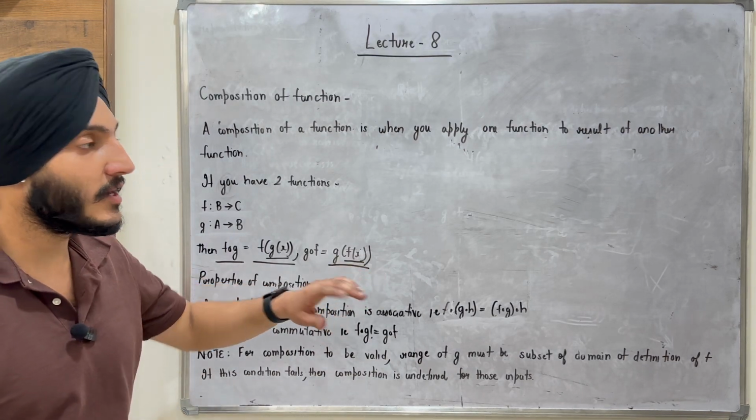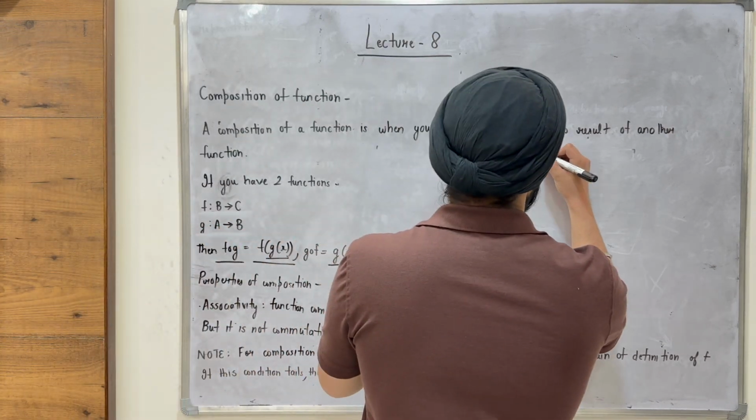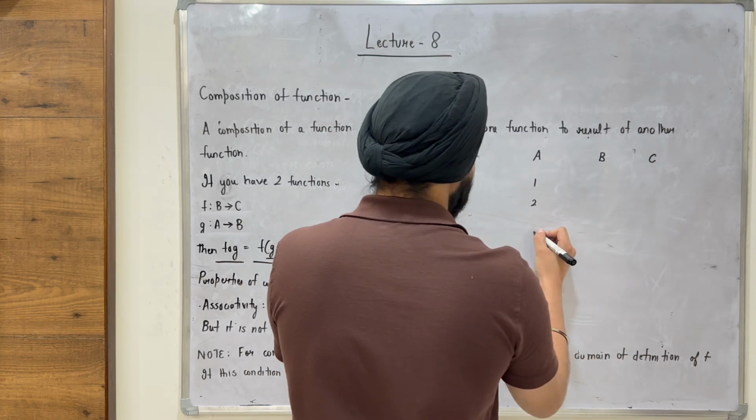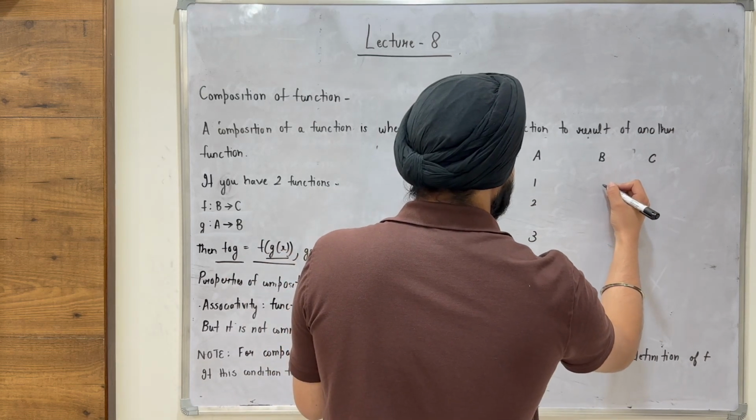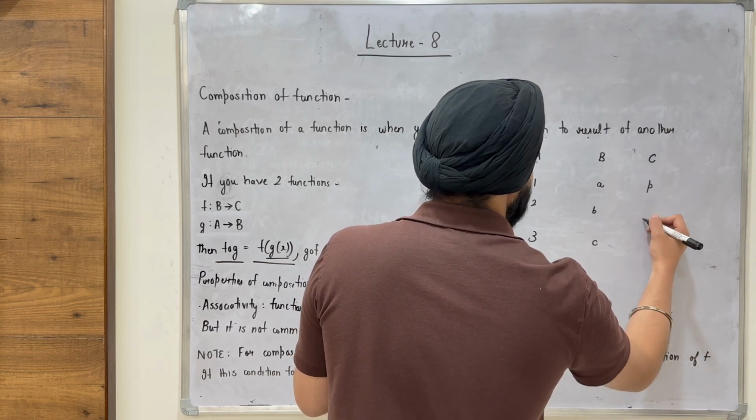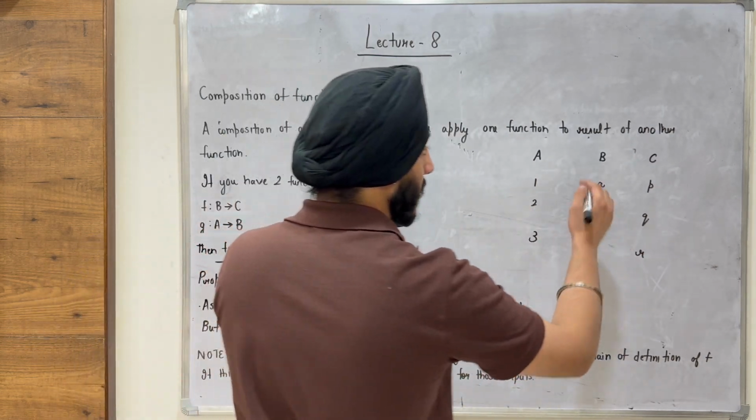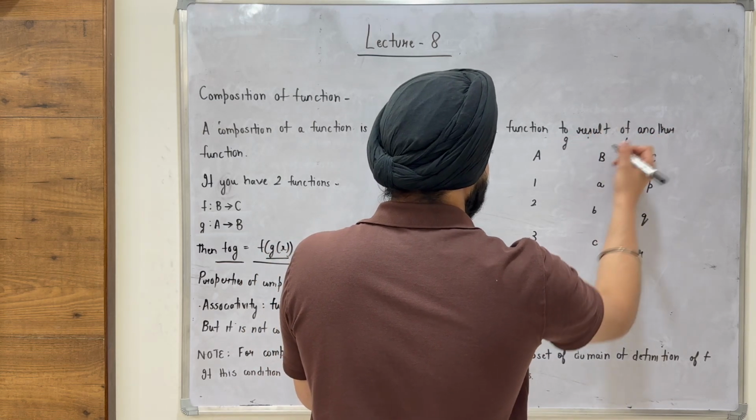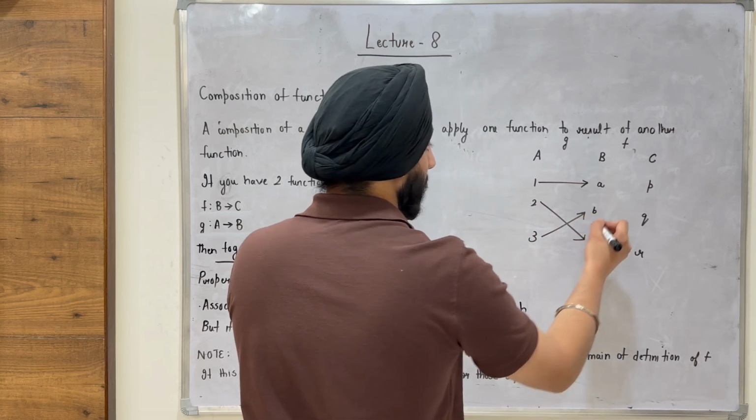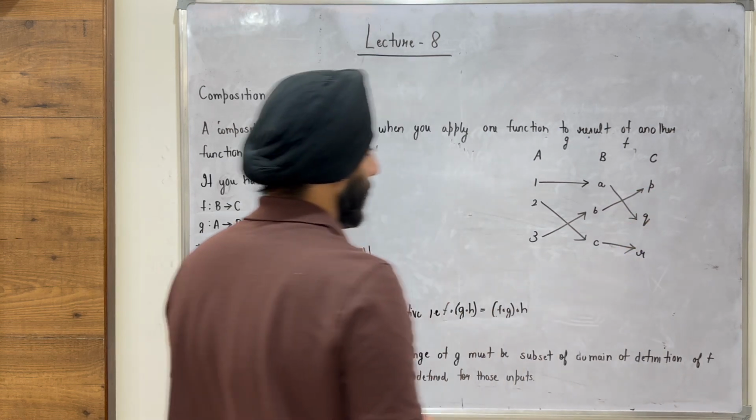Now I'm going to explain this in two different ways: with an arrow diagram and then with a basic equation example. So let's say I have A, B, and C. A has the elements 1, 2, 3. B has the elements a, b, and c. And C has the elements p, q, and r. Now, I'm just going to draw random function values. So let's say this is g and this is f. 1 goes to a, 2 goes to c, and 3 goes to b. Over here, b goes to p, a goes to q, and c goes to r.